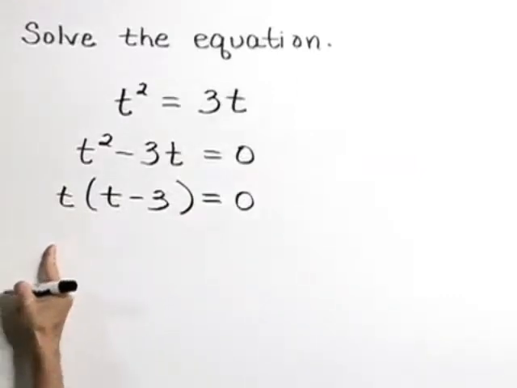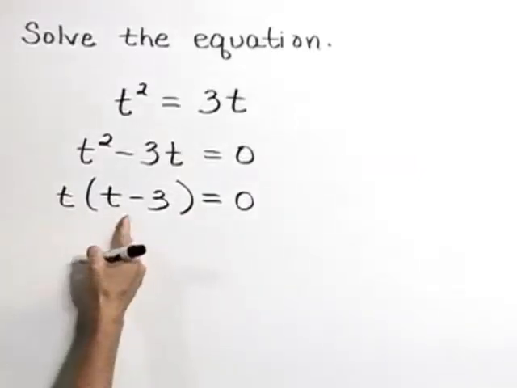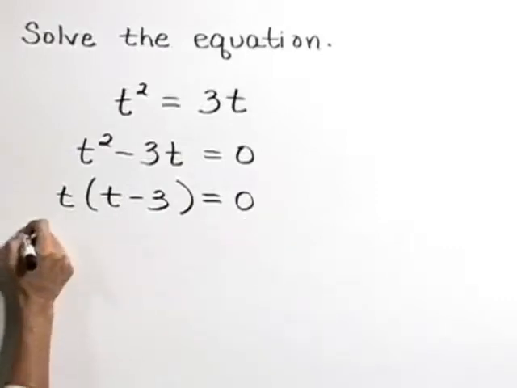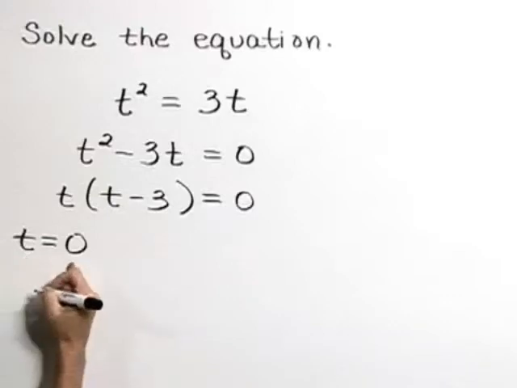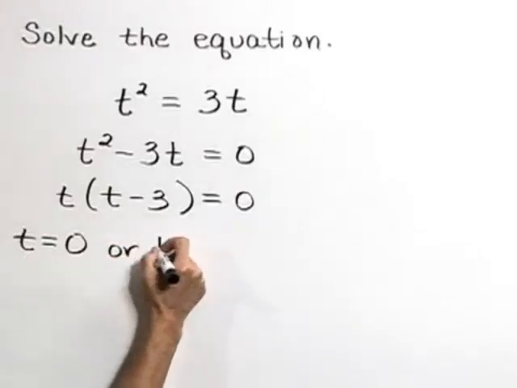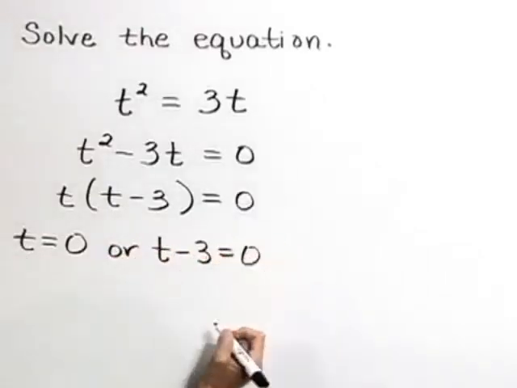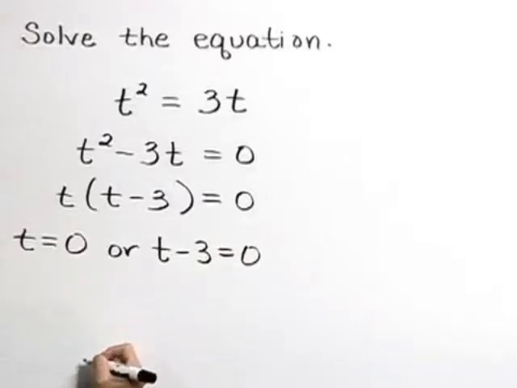Now we'll use our zero factor property. If the product of two things is equal to 0, then either one is 0 or the other. So either t is 0 or t minus 3 is equal to 0, or both.